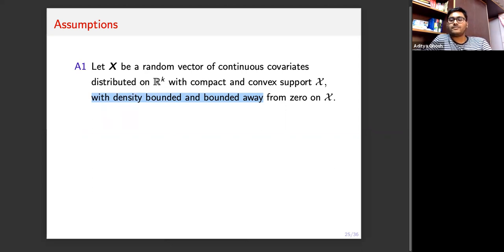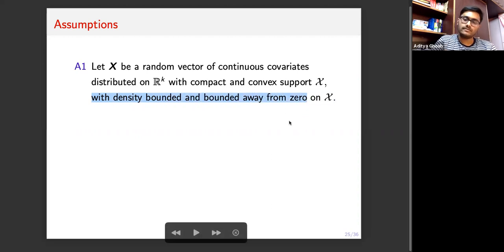Now bounded away from zero is not usually held, right? For example, for the normal distribution, the density is not bounded away from zero. But I think there is some procedure where, even if it doesn't have a density, you can consider a version of the density that is bounded away from zero. So they just make this assumption.